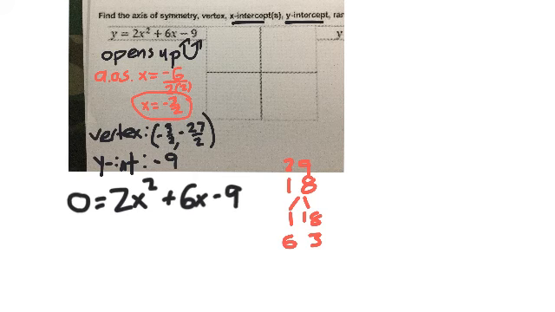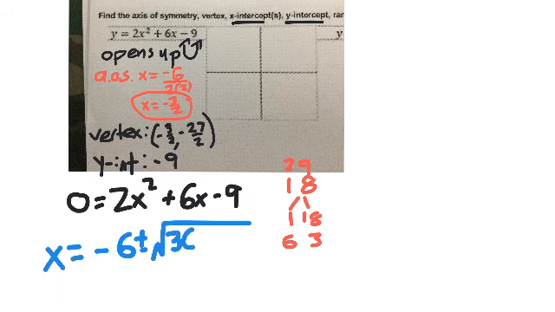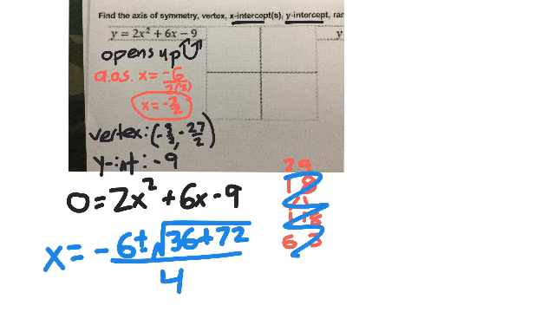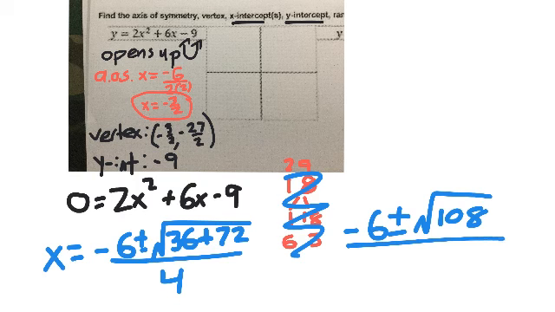So the only way to find the intercepts is by using the quadratic formula. So I'm going to plug those in. That's going to give x equals negative b plus or minus the square root of b squared minus 4 times a times c, which is 8 times negative 9, that's negative 72, all over 2a. So that would give negative 6 plus or minus the square root of 108, all over 4.